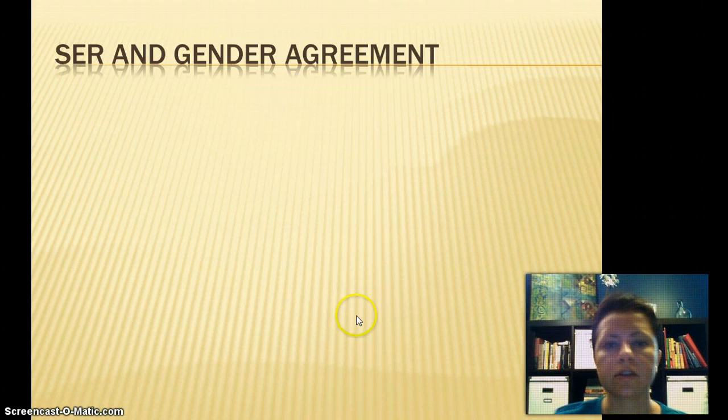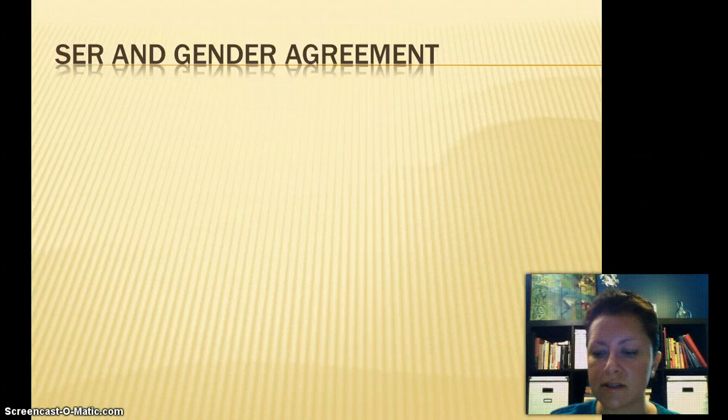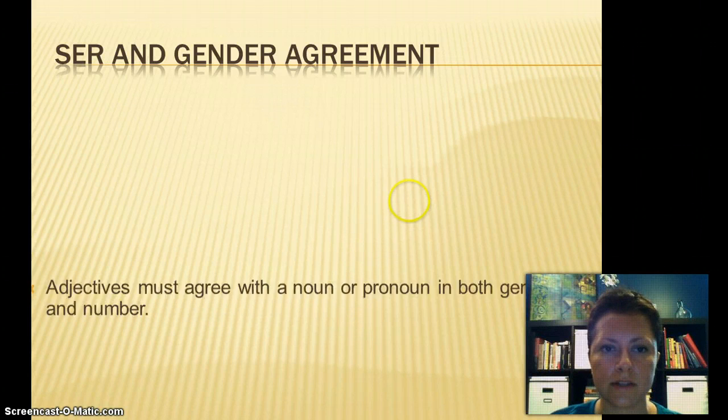Ser and gender agreement, very important concept. Make sure that you understand how to use gender and number agreement, and that you know that it's necessary for adjectives. This is a concept that students struggle with. Even in the upper levels, I still see mistakes in gender and number agreement with adjectives.